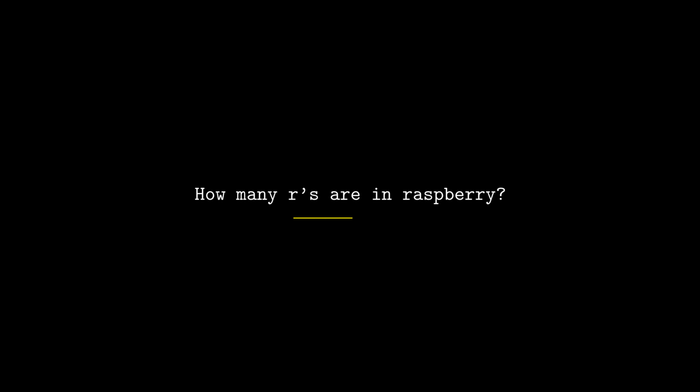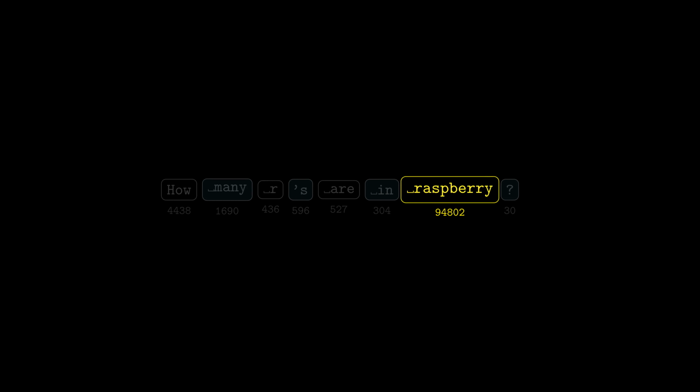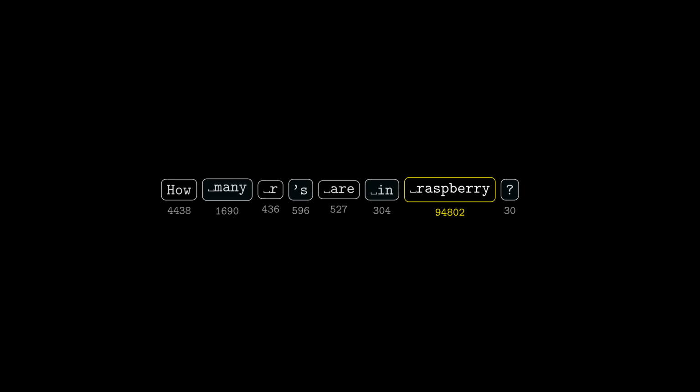Before your question reaches the network, a small, separate program chops it into pieces and replaces each piece with a number. The word raspberry, with the space in front of it, is piece number 94,802. One piece. One number. There is no R in 94,802. That program is the tokenizer. It's the first thing that happens to everything you type.